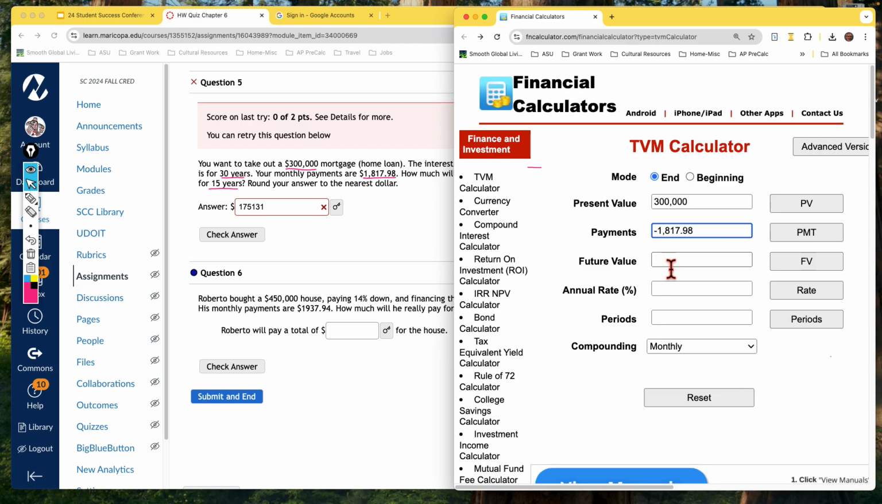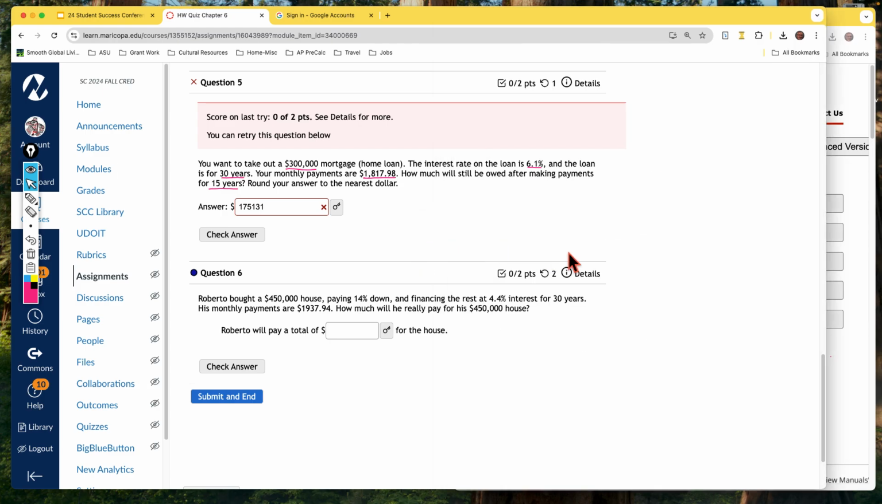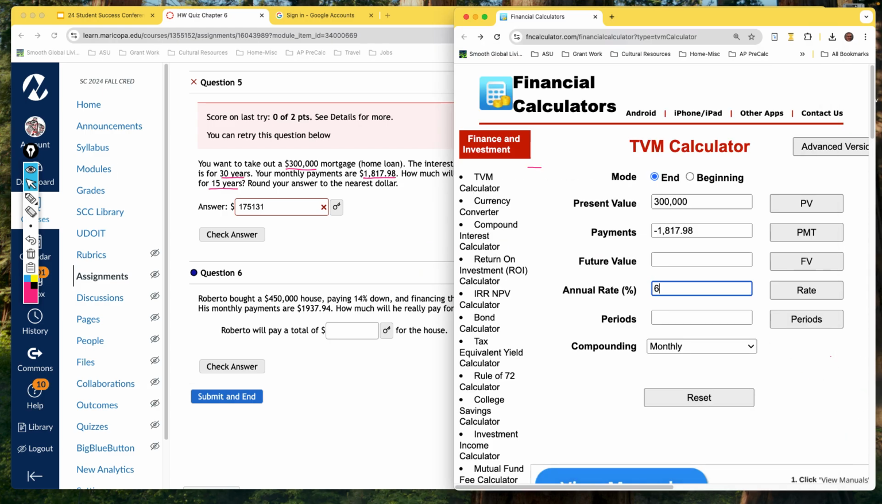We're not going to deal with the future value because actually we're going to come up with that. The interest rate was what, 6.1%? So 6.11. The periods, we're going to come up with that in a moment. Now, they don't want us to calculate the whole length of it, even though it's a 30-year loan. They want us to figure out in 15 years what is still owed, right? So that's where we're going to put periods. We're going to put 15 years of payments. 15 times 12 is 180.